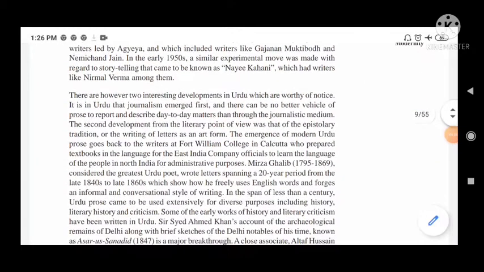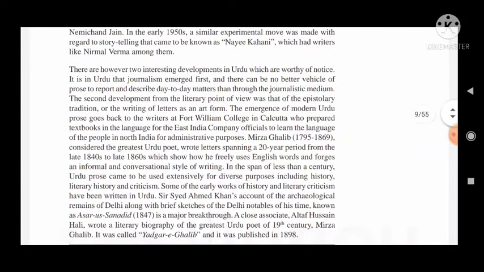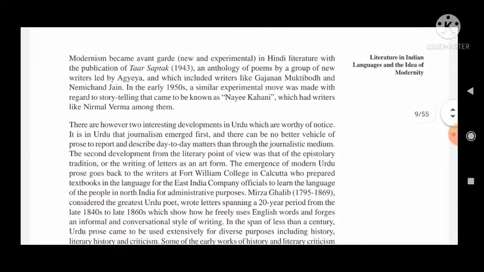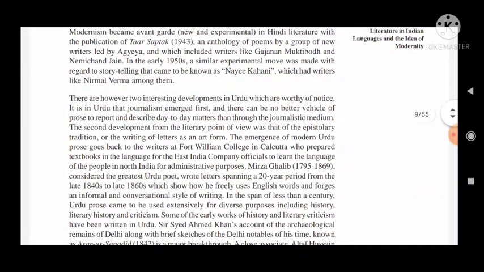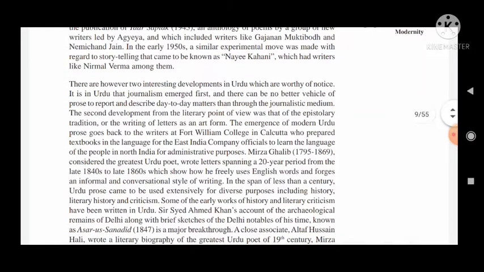In the early 1950s, a similar experimental move was made with regard to storytelling that came to be known as Nai Kahani, which had writers like Nirmal Verma among them.